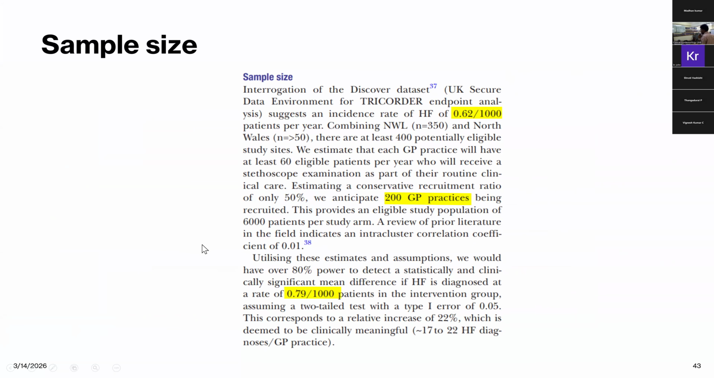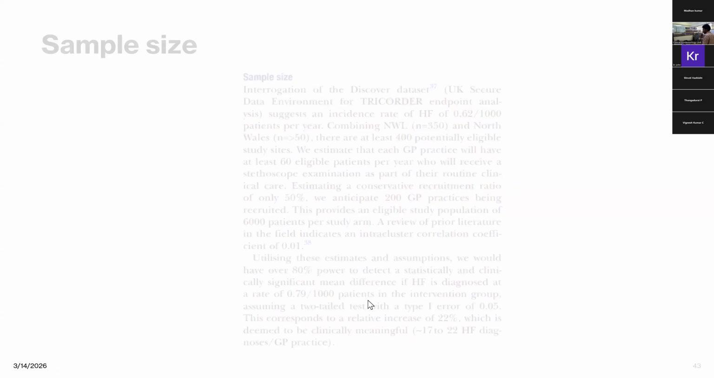So coming to the sample size calculation, the study authors had assumed that the baseline incidence of heart failure was 0.62 per 1,000 patients per year. And the study authors had assumed that using this AI-based stethoscope, they would be able to identify about 22% more cases of heart failure, resulting in an incidence rate of 0.79 per 1,000 participants with 80% power and an alpha error of 0.05. Based on this, they anticipated about 200 GP practices to be recruited, which results in an eligible study population of about 6,000 patients per study arm.